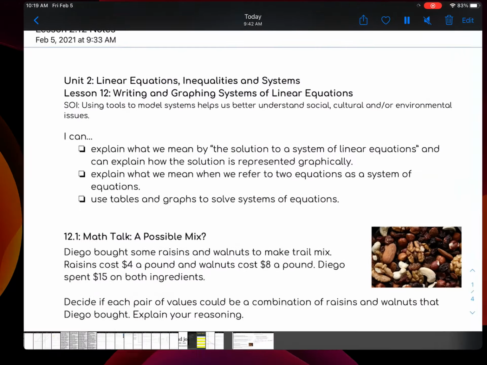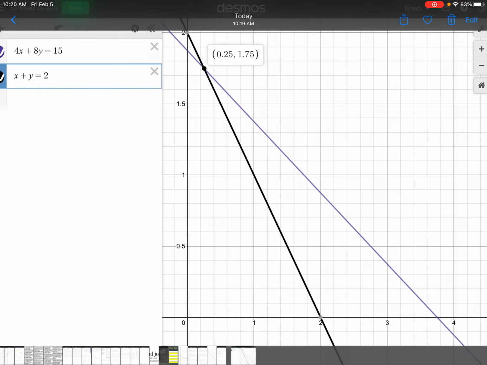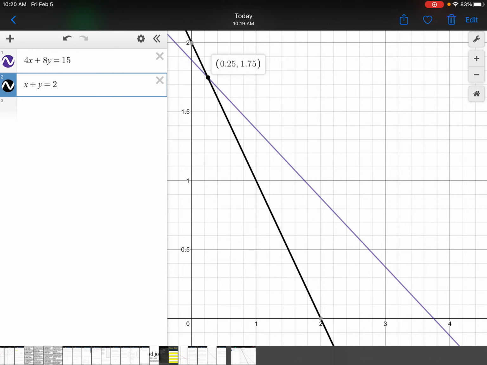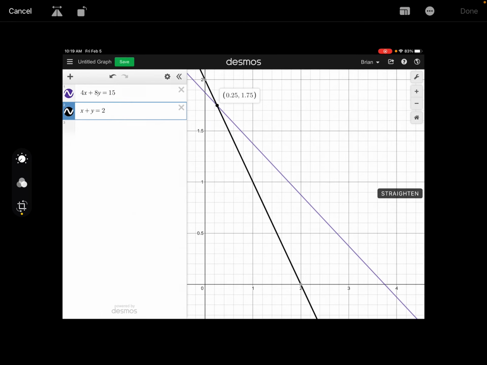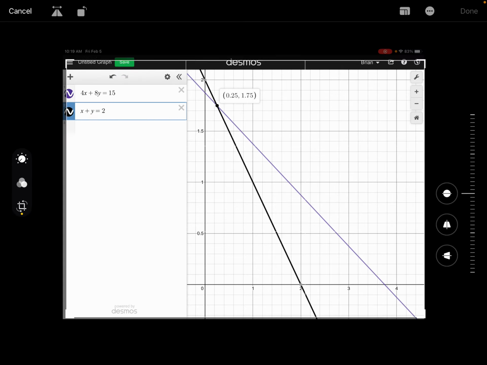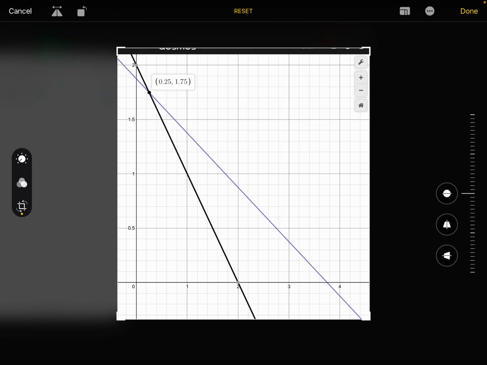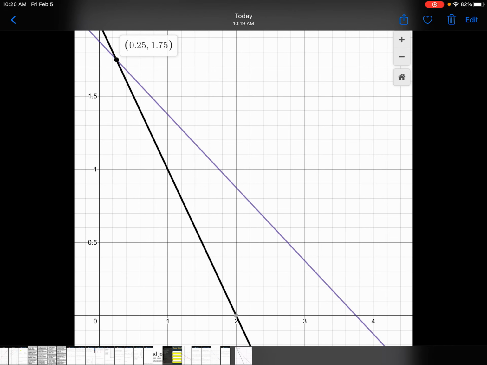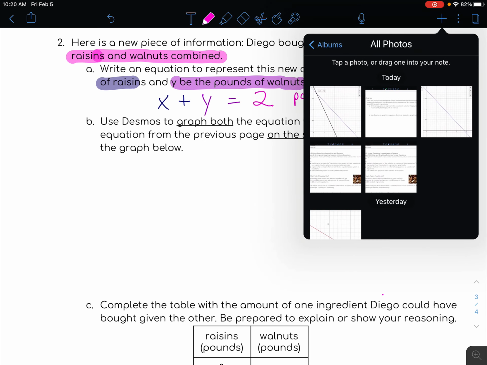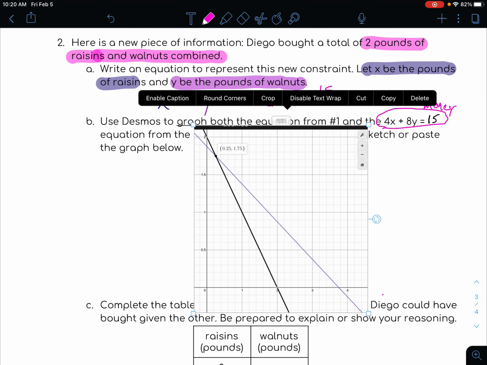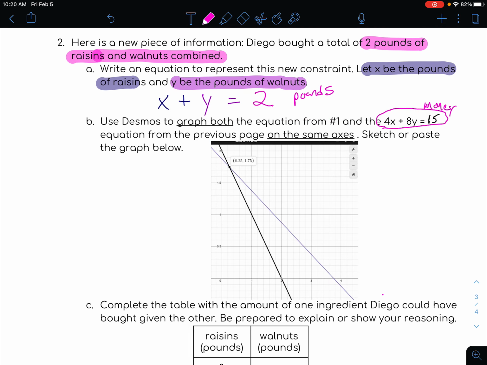Oops, I forgot to get in there faster and go ahead and edit it. So let's see if we have that here. All right, here we go. And I'm going to crop this a little bit, I think. Okay, looks good. All right, let's bring that in. Okay, there we have both equations now graphed. The blue one that you see is the original one, the 4x plus 8y equals 15. The black one is our x plus y equals 2 equation.